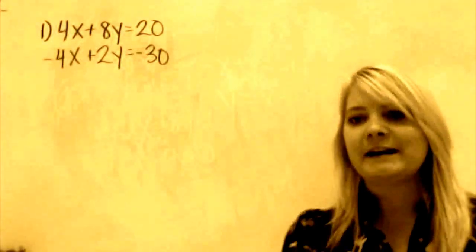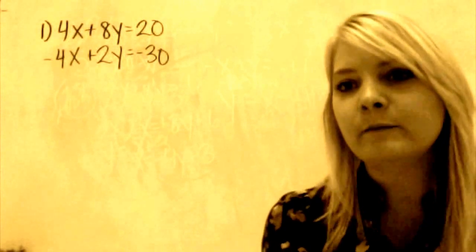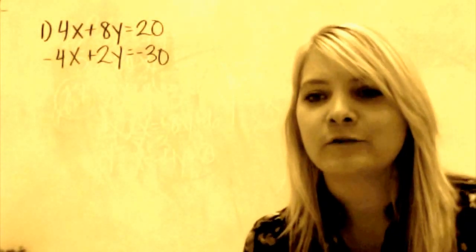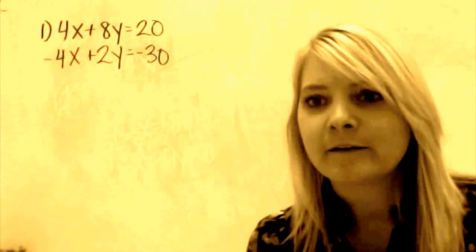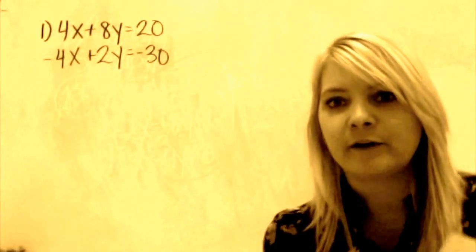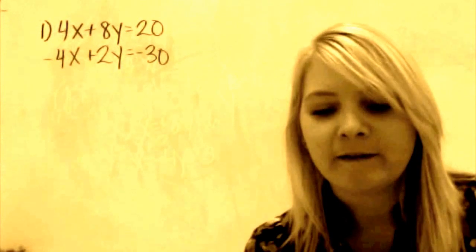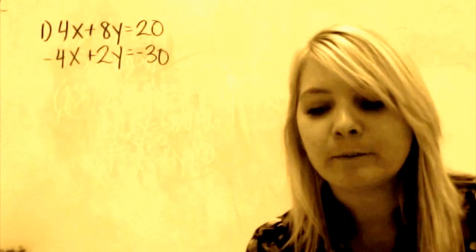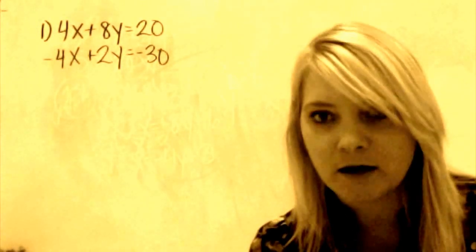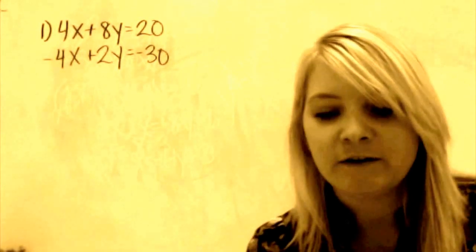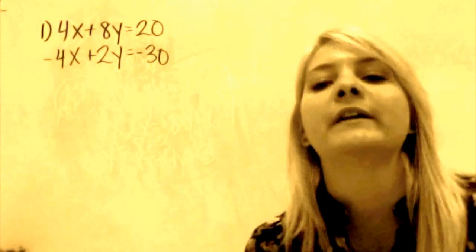And the first problem we're going to take a look at is the linear system, 4x plus 8y equals 20, and then negative 4x plus 2y equals negative 30. So let's take a look at our first step. Our first step for the elimination method is to multiply one or both of the equations by a constant, a number, to obtain coefficients that differ only in sign for one of the variables.